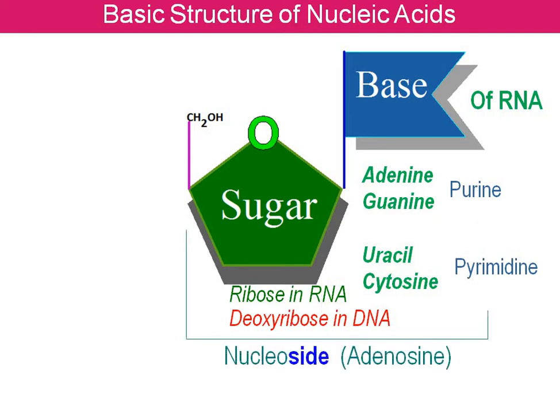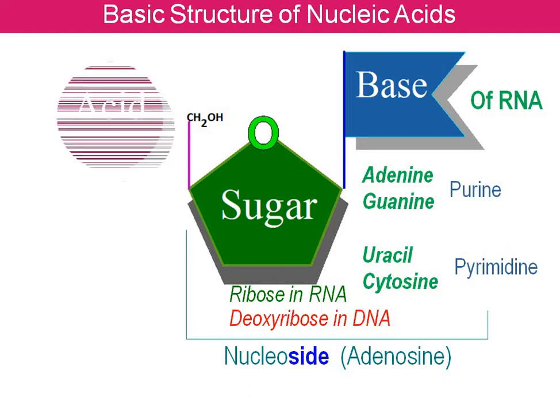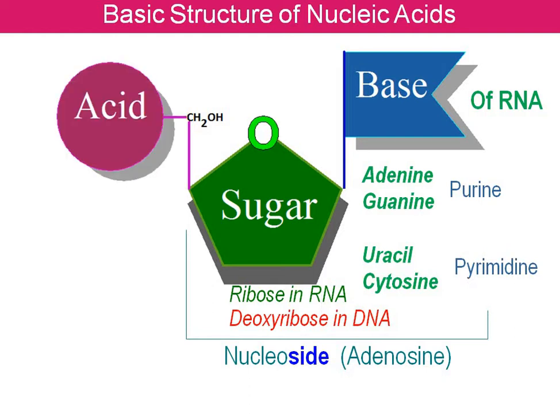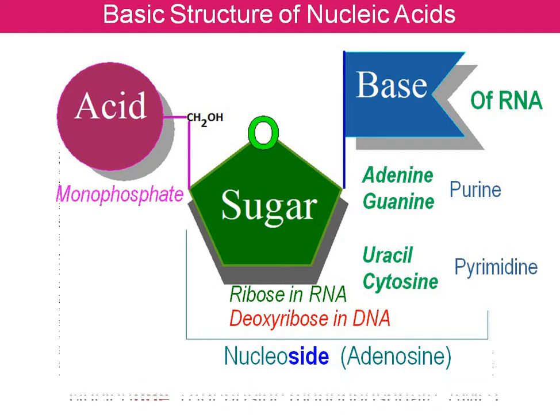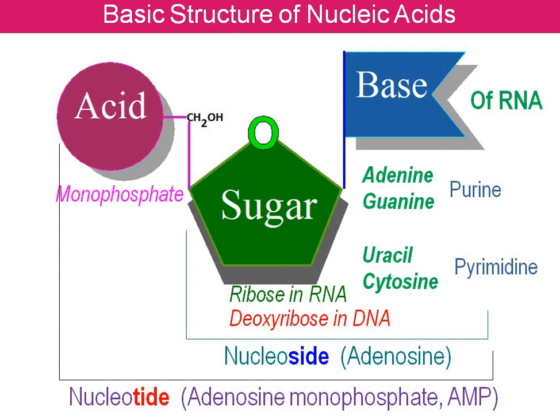Now, when a nitrogen base gets attached to a sugar molecule, you get a formation, that is a nucleoside. Now, to this nucleoside, if the third component of the nucleic acid, that is the phosphoric acid, gets attached, then it gives rise to a nucleotide. Actually, nucleic acids are a long chain of these nucleotides.